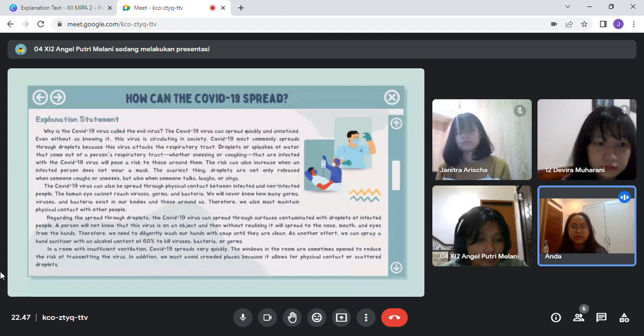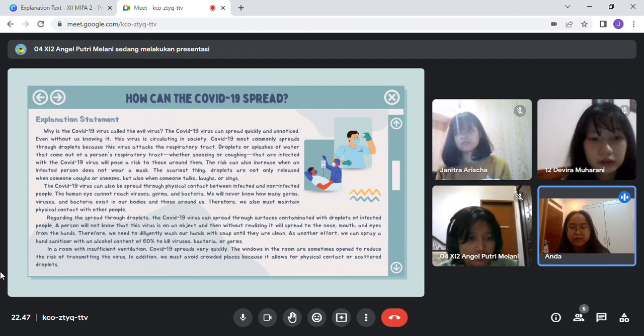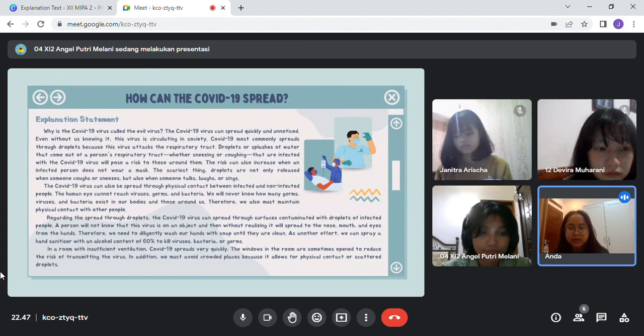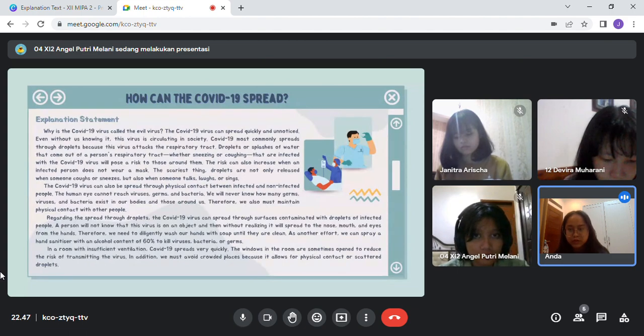This is the explanation statement of the text. Why is the COVID-19 virus called the evil virus? The COVID-19 virus can spread quickly and unnoticed. Even without us knowing it, the virus is circulating in society. COVID-19 most commonly spreads through droplets because this virus attacks the respiratory tract. Droplets are splashes of water that come out from a person's respiratory tract, whether by sneezing or coughing. A person infected with the COVID-19 virus will pose a risk to those around them.